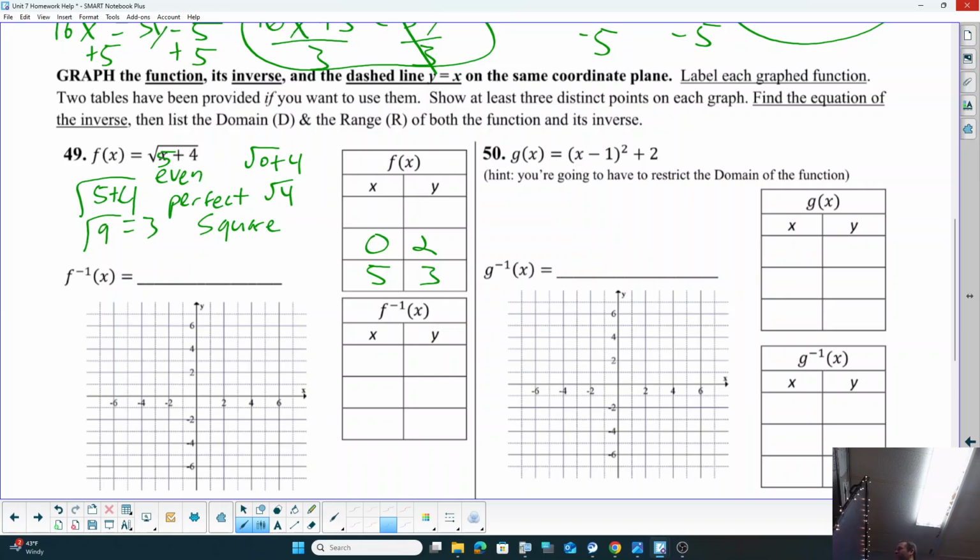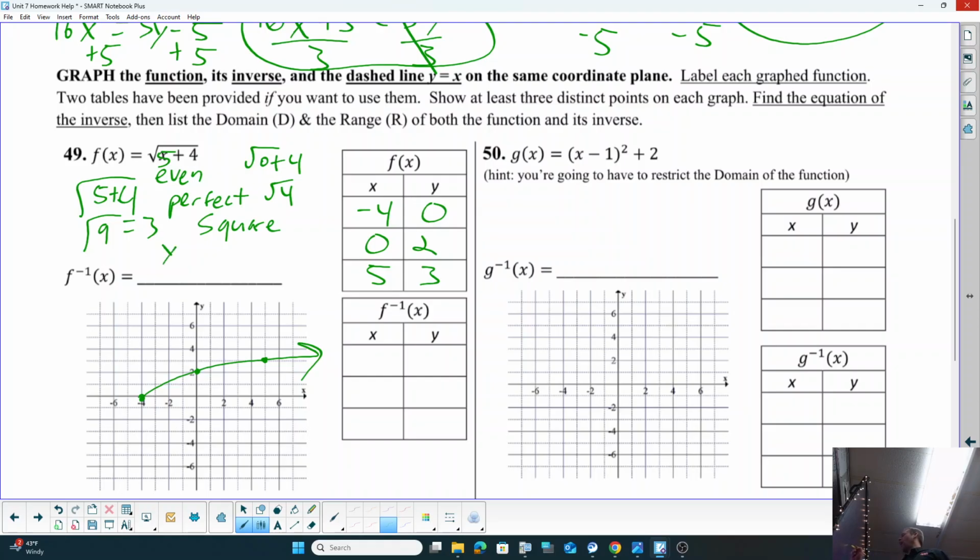And then what's another one? Maybe make it go to 0. So the square root of 0 is 0. So we get negative 4, 0. We get 0, up 2. And then over 5, up 3. Nice. So that's the square root of x, but shifted left 4, right? Shifted left 4. And now we have to do the inverse.